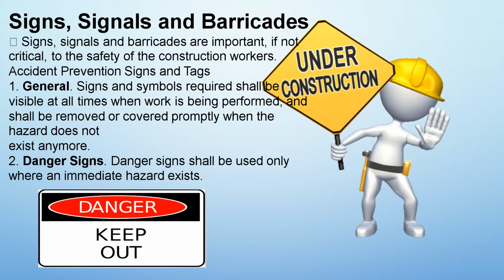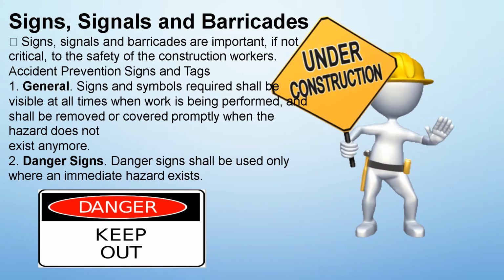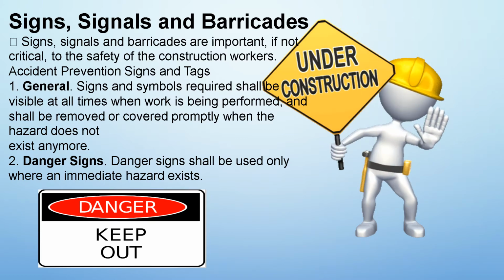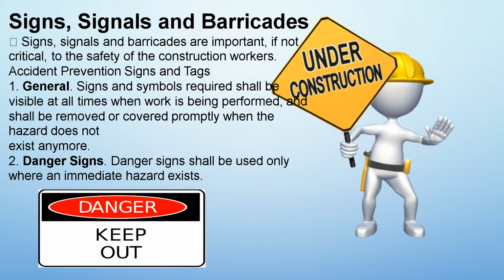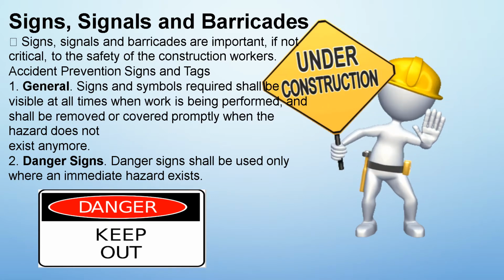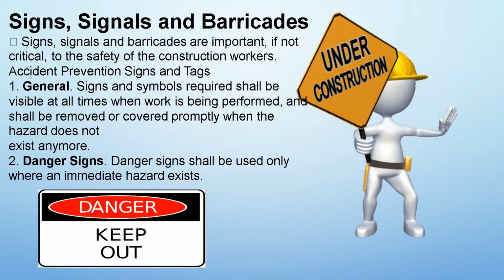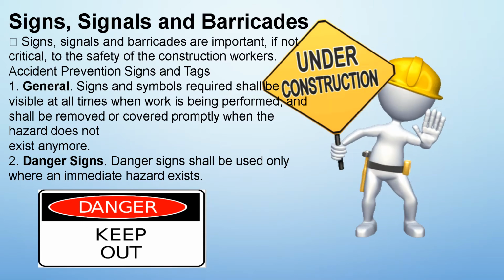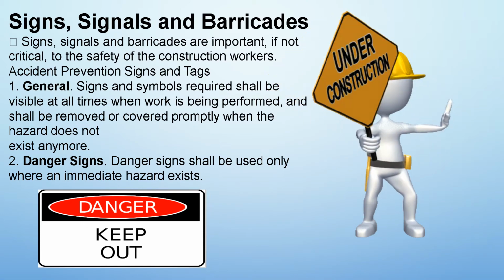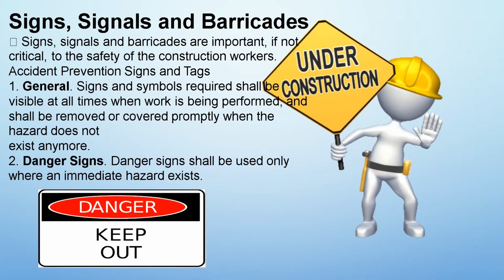Okay, let's move on to signs, signals, and barricades. Signs, signals, and barricades are important, if not critical, to the safety of the construction workers. Accident prevention signs and tags. The first here we have the general. Signs and symbols required shall be visible at all times when work is being performed, and shall be removed or covered promptly when the hazard does not exist anymore.